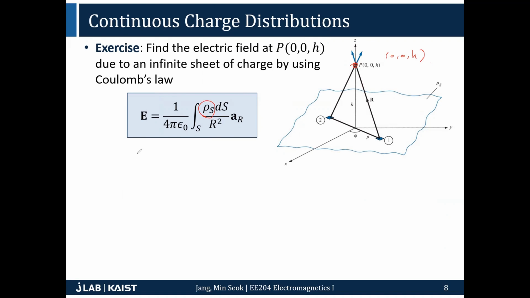How are we going to solve this problem? What would be ds, what's r, and what's a_r? These three are the most important things. Let's say we have this infinitesimal surface component. Then what is ds? Can anyone answer? What is ds?